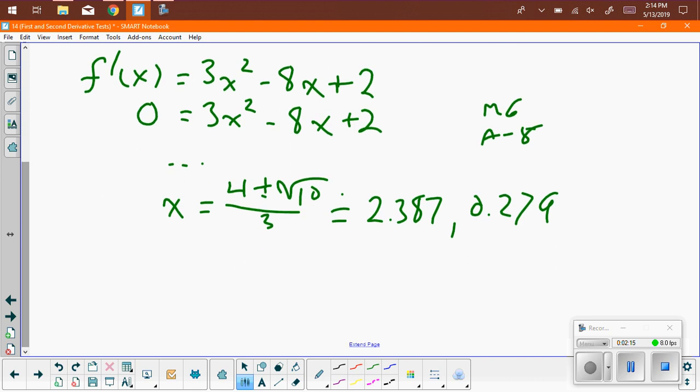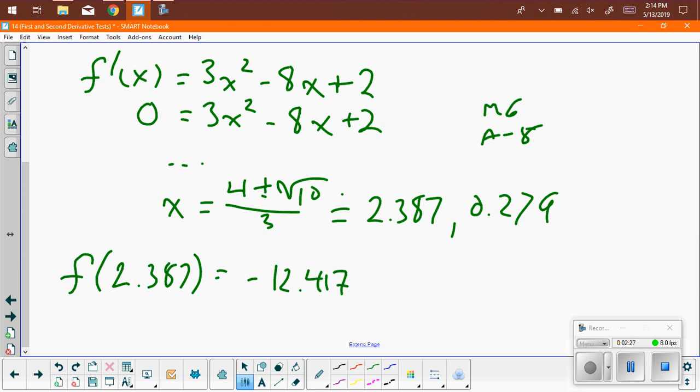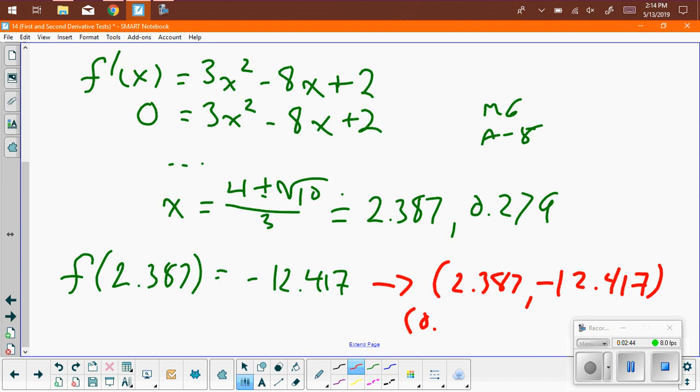So to find the actual points, I would go back to my original function and determine what is f of 2.387. And that equals negative 12.417. So my critical point is at 2.387 and negative 12.417. Similarly, I could do the other point. My other point ends up being 0.279, and when I plug that into my function, I get negative 7.732.